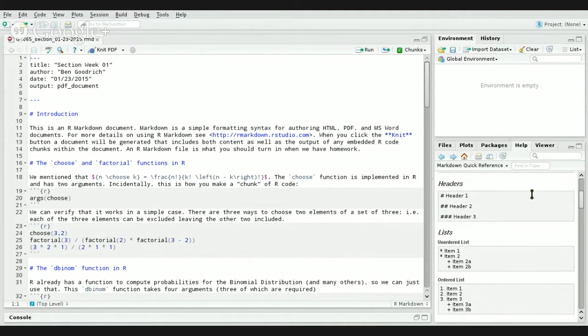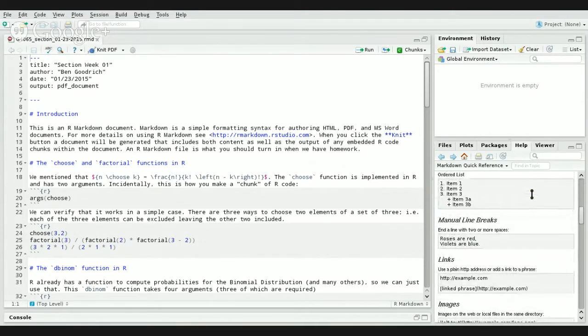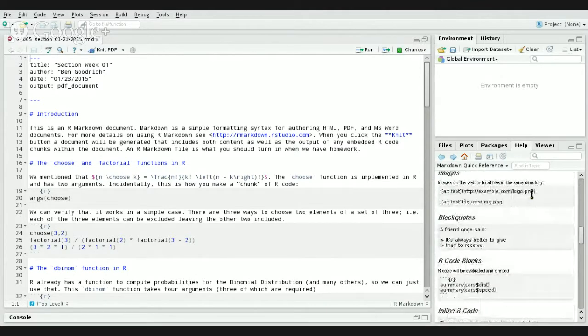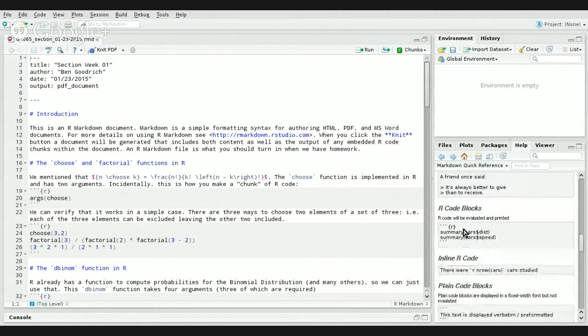So putting emphasis, making lists, putting links and images, quotes. Most important is the R block quote, which we'll show some examples of below. It is 3 backticks and then R surrounded in braces, whatever your R code is, and then a line with 3 more backticks. That means that R code will be executed and the results will be displayed when you compile your RMD file into a PDF, HTML, etc.